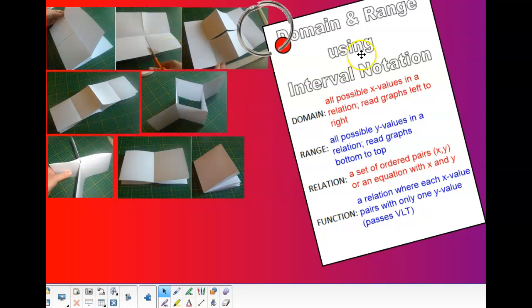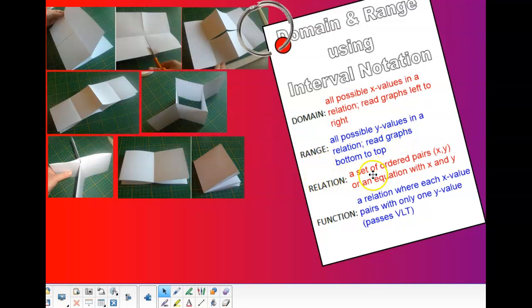So in this video, we have the domain and range using interval notation, and on the front are the definitions that you want to record in your notes. So domain is all possible x values in a relation, read left to right. The range is all possible y values in a relation, and that's read from bottom to top.